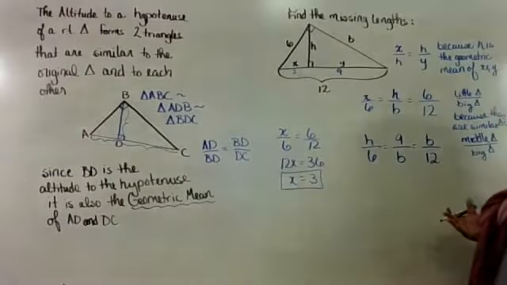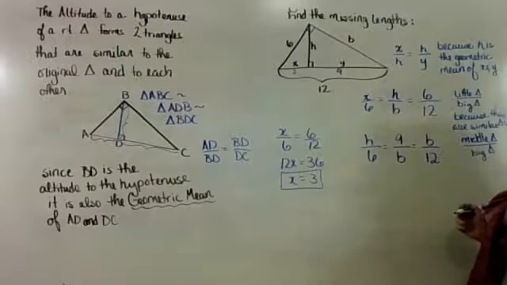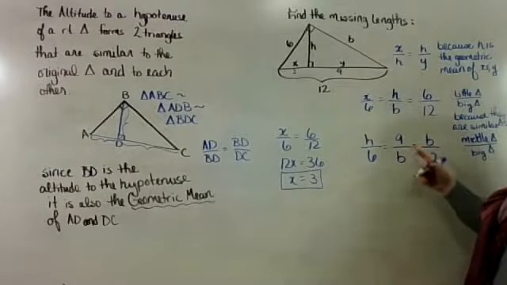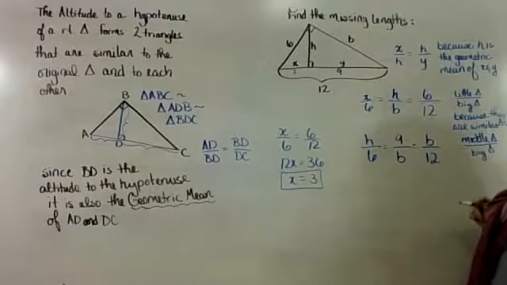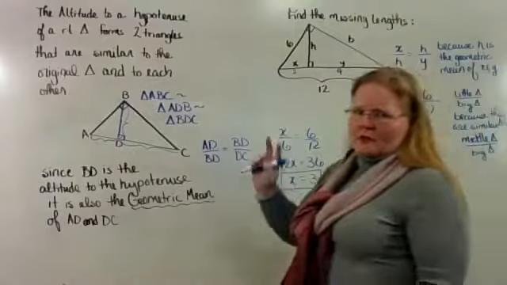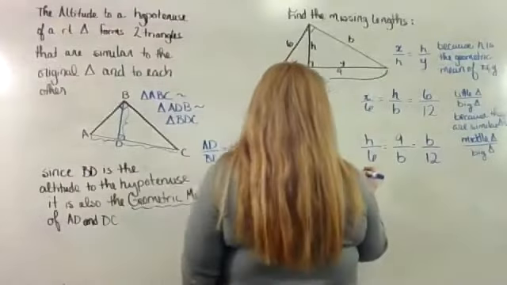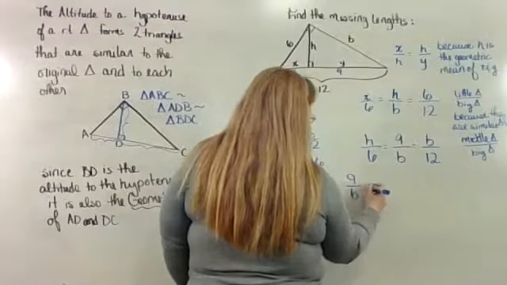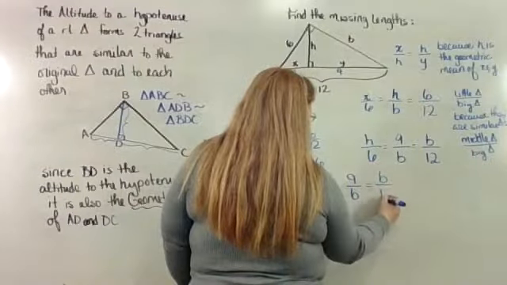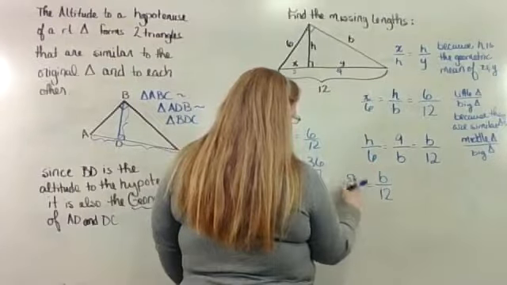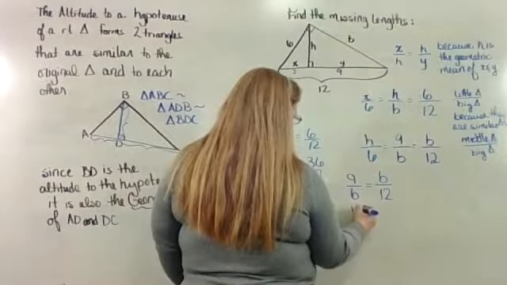Well, since we need h and b, health and beauty, since we need them both, I can set them up separately, but I'm going to start with just these two because they both have b's in them, and that might be a little bit helpful. So I'm going to say 9 over b is equal to b over 12. When I do my cross multiplying, I get 9 times 12, that's what, 108?